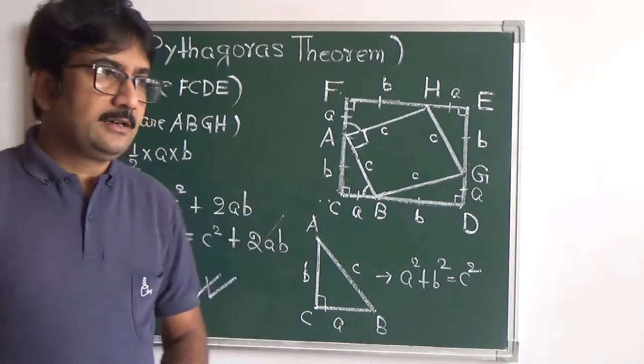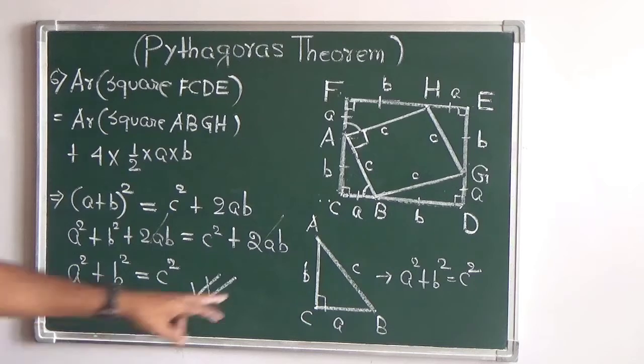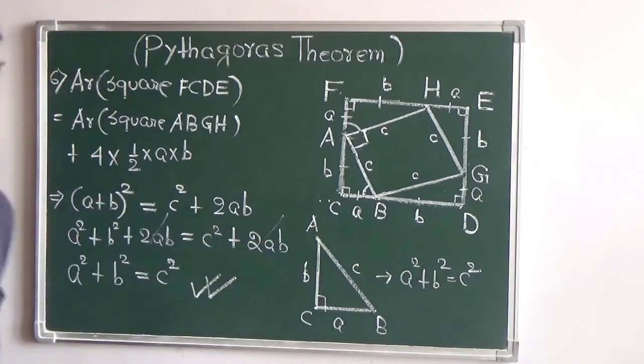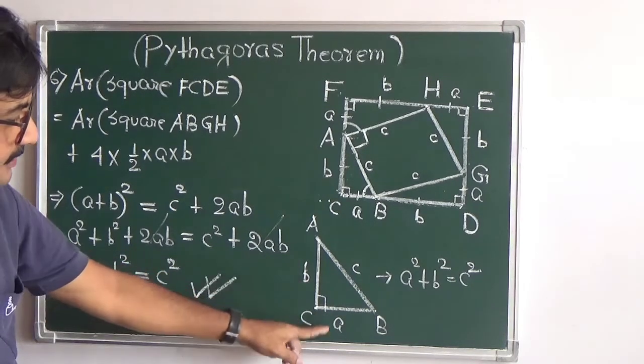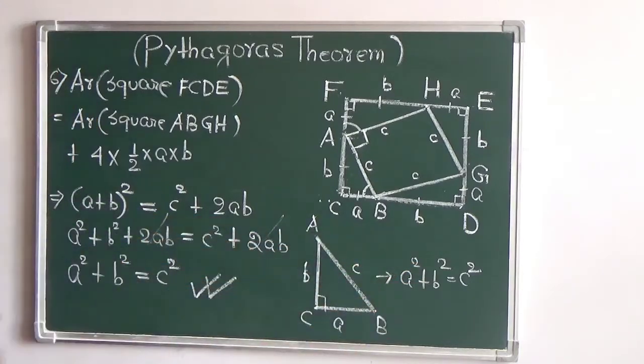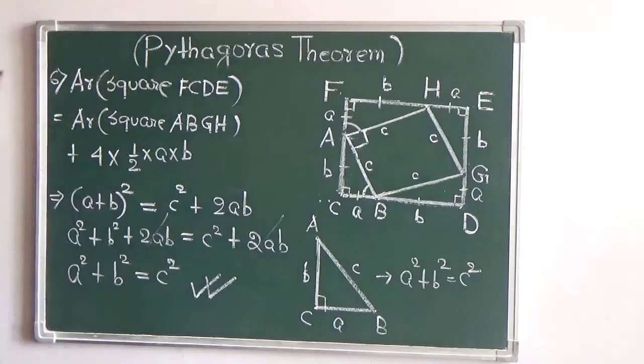If you look into the Pythagoras theorem, it says in a right angle triangle the square on the hypotenuse, that is C square, is equal to the sum of the squares on the other two sides. So A square plus B square is equivalent to C square, and also mind it, C, which is the hypotenuse, is the longest side of this right angle triangle. Right? So this is the theorem. Write it down and then we'll move forward.